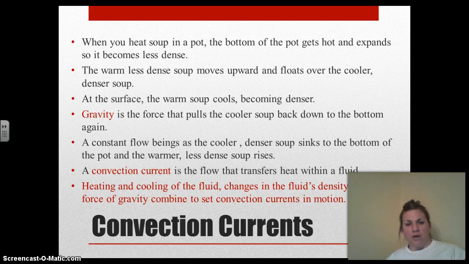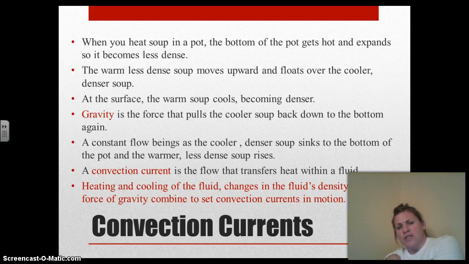So how does this work? Okay, gravity is the force that's going to pull the cooler soup back down to the bottom of the pot. So gravity is involved here, but this constant flow begins as the cooler, denser soup sinks to the bottom of the pot and the warmer, less dense soup rises. As it's falling, that gravitational pull is going to pull it back down.